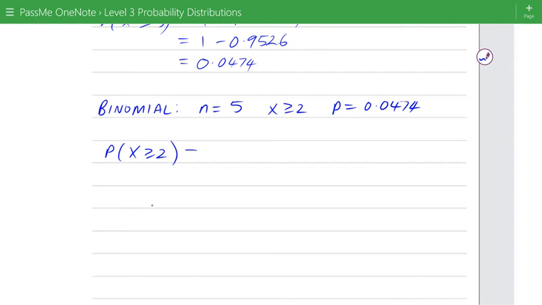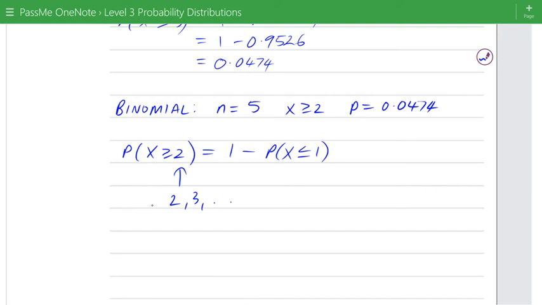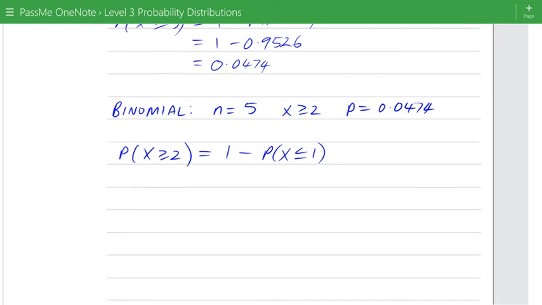And so what we're working out is the probability that we win at least 2 games out of the next 5. So that's going to be 1 minus the probability that x is less than or equal to 1. So in other words, this one here is looking for 2 and above. So if we take away 0 and 1, then what we're left with is the probability we want.